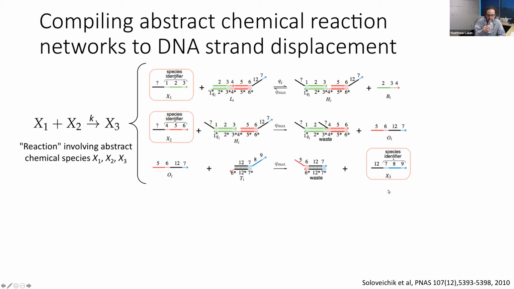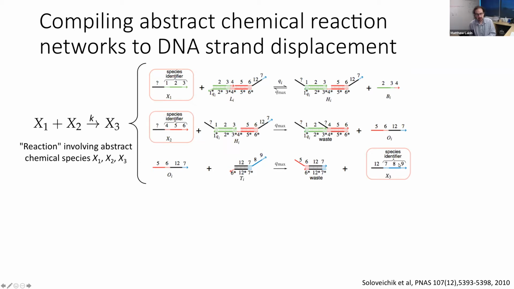Essentially the way this works is we're computing with free strands, and the way that we implement this reaction is we explode it out into multiple steps, where these abstract species are represented by free DNA strands of a certain form. In this case, it's identified by this particular sequence of three domains: 1, 2, 3 for X1, 4, 5, 6 for X2, 7, 8, 9 for X3.